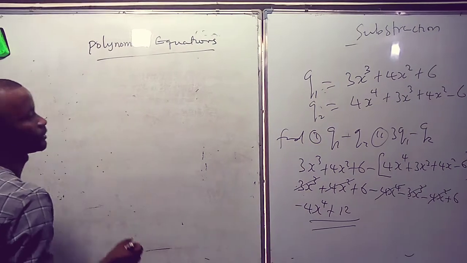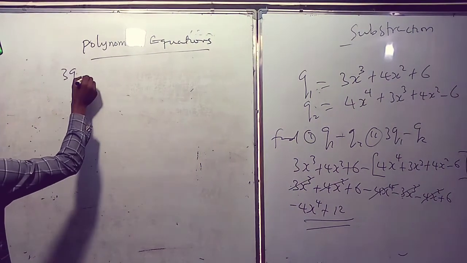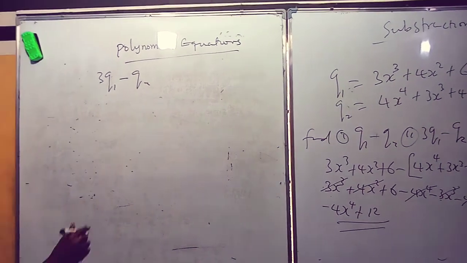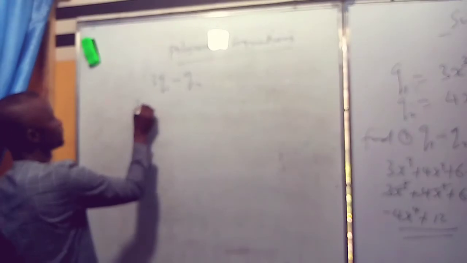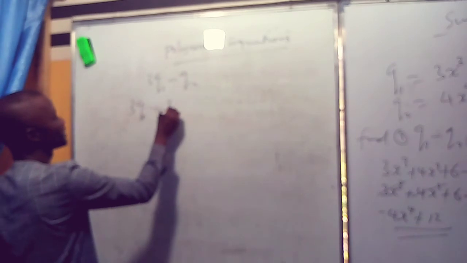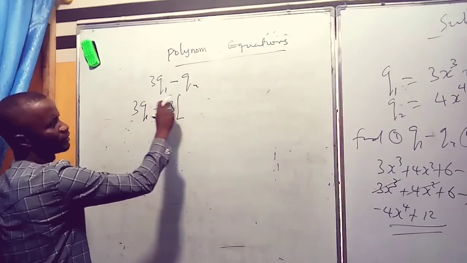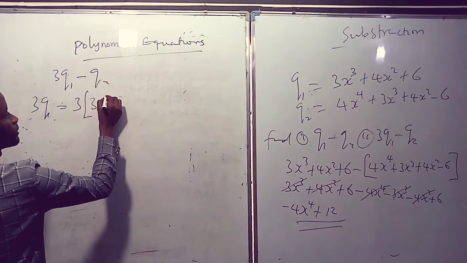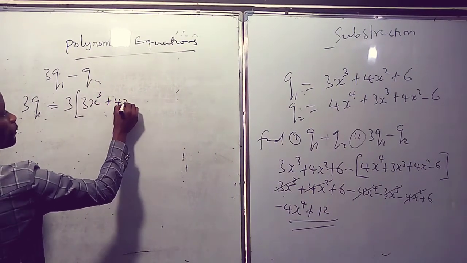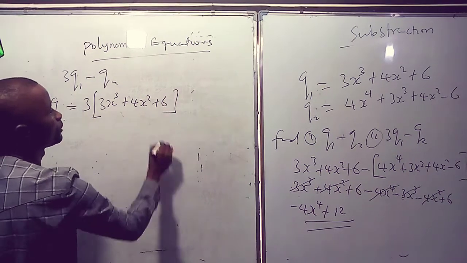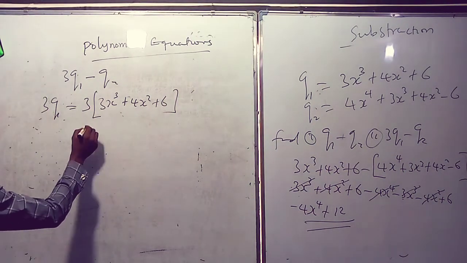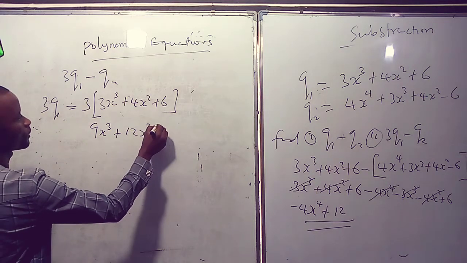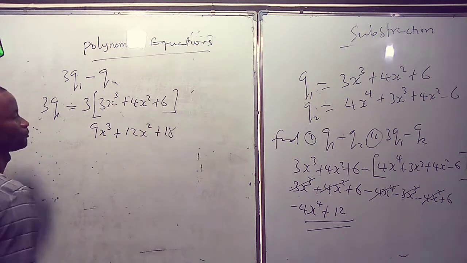The second one is 3Q1 minus Q2. Let's find what 3Q1 is. Q1 is equal to 3x raised to power 3 plus 4x squared plus 6. You close the bracket with 3 outside. That will be 9x raised to power 3 plus 12x squared plus 18.